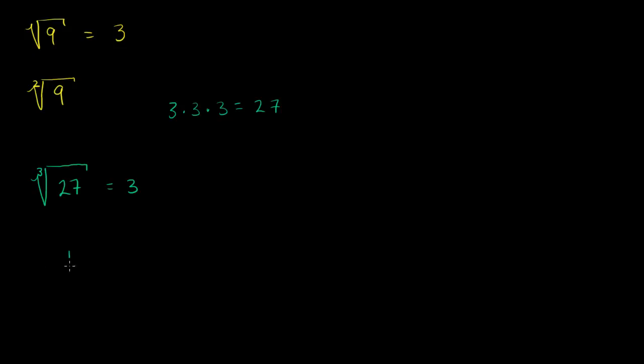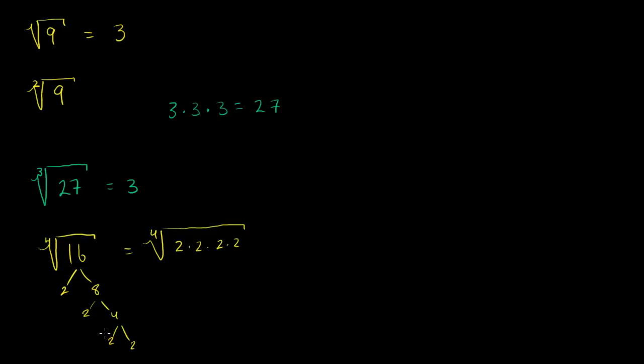Let me just do one more. If I have 16 and I want to take the fourth root of 16, what number times itself 4 times is equal to 16? And if it doesn't pop out at you immediately, you can actually just do a prime factorization of 16 to figure it out. See, 16 is 2 times 8. 8 is 2 times 4. 4 is 2 times 2. So this is equal to the fourth root of 2 times 2 times 2 times 2, right? You have these 4 2's here.